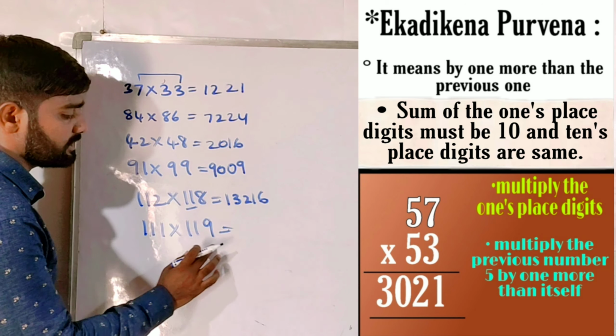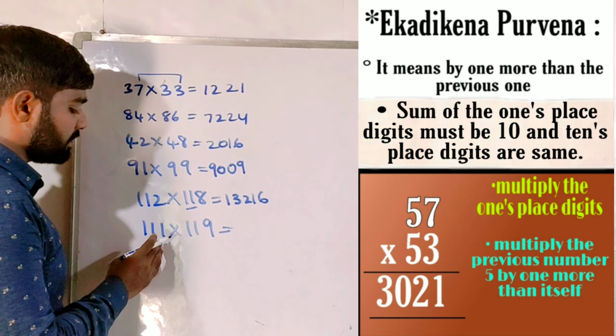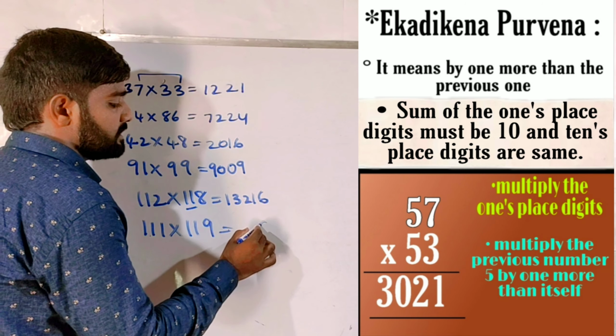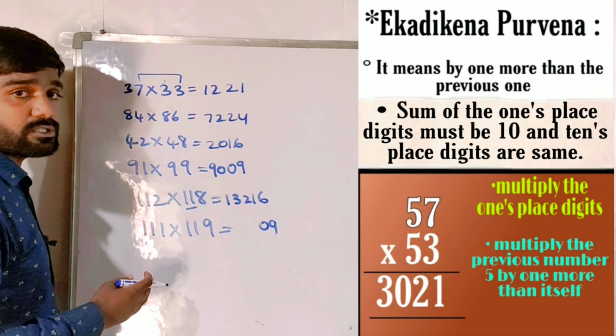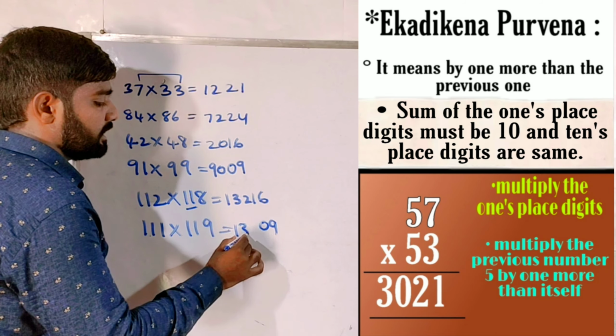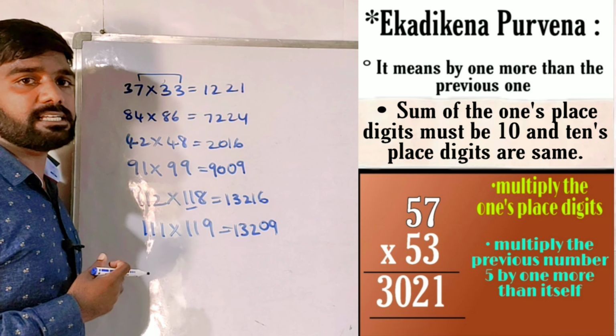One more example, 111 into 119. Sum of the ones place digits is 10 and the remaining set of digits also same. Apply the formula. 1 9 is 9. Write 2 digits, 09. 11, the next number is 12. 11 12s are 132. The same method we can use to find the product of the decimal numbers.